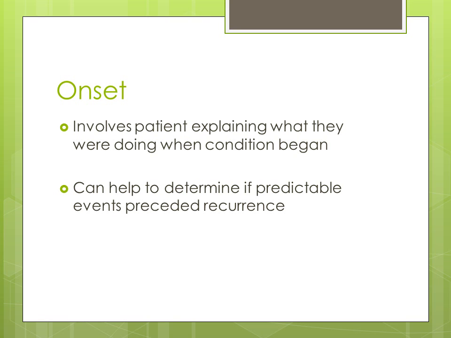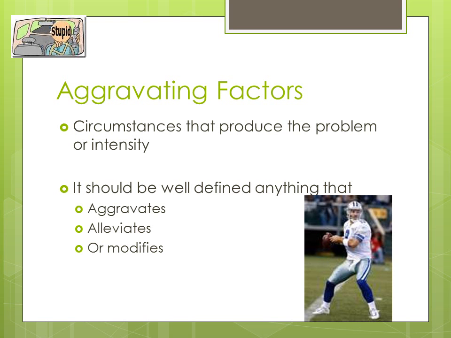Onset. Involves patients explaining what they were doing when the condition began. It can help to determine if predictable events preceded reoccurrence. Aggravating factors. You see down here on the right of your screen, that seems to be my aggravating factor all the time. But circumstances that produce the problem or intensity. It should be well defined, anything that aggravates, alleviates, or modifies. So if they say, well, if I lift it up, it doesn't hurt as bad, again, something that you would need to note and put into their history.